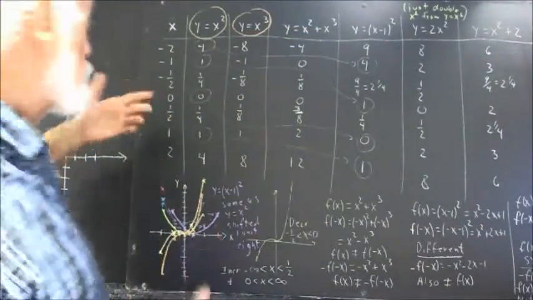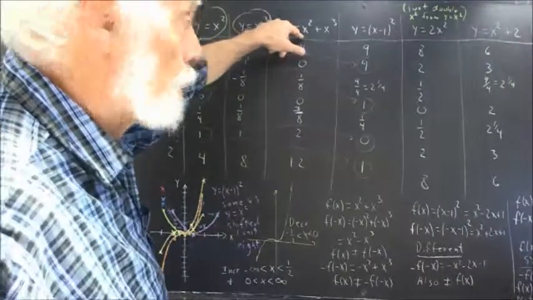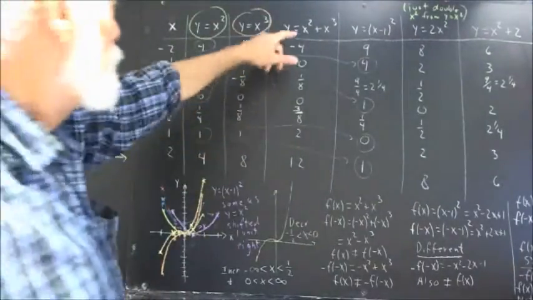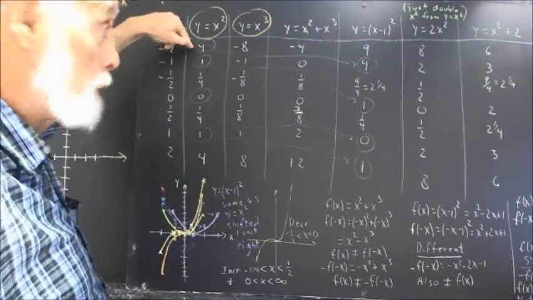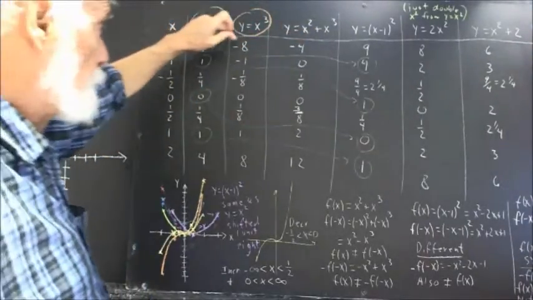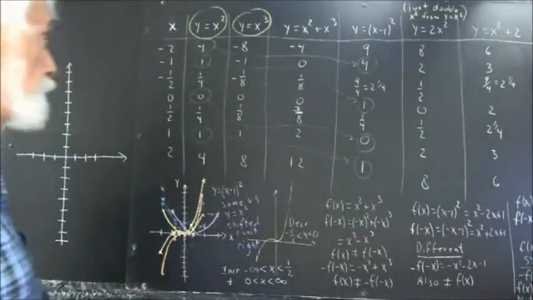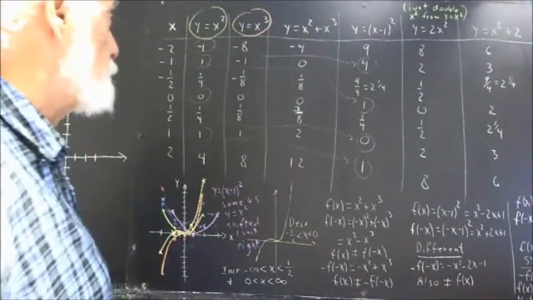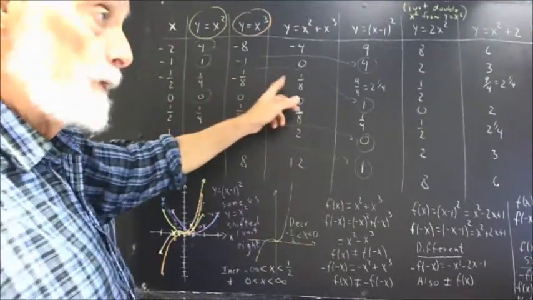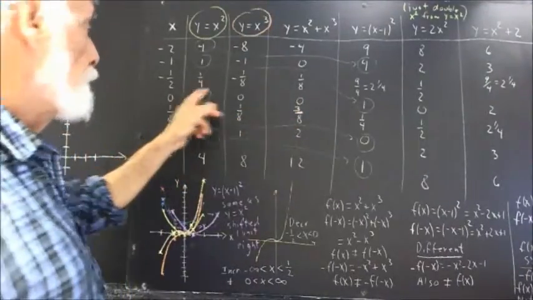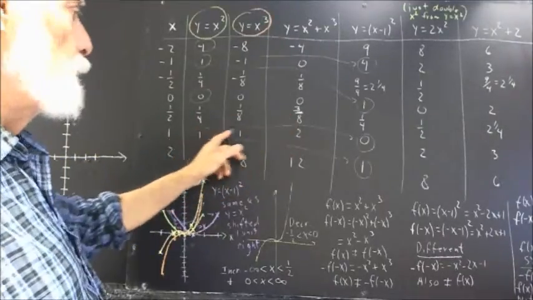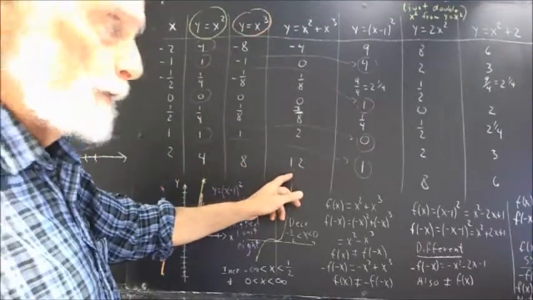Well, we could plug -2 in and get 4 here and get -8 here and add that and get -4. But since we've already calculated x squared in this column and x cubed in this column, all we really need to do is add this number to this number. That's going to give us the same thing, -4. 4 and -8 gives us -4. 1 and -1 is going to give us 0. 1/4 and -1/8 is going to give us positive 1/8. 0 and 0, that's 0. 1/4 and 1/8 is 3/8. 1 and 1 is 2. 4 and 8 is 12.